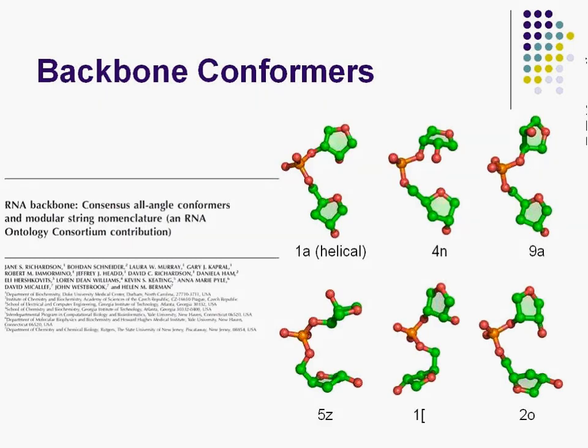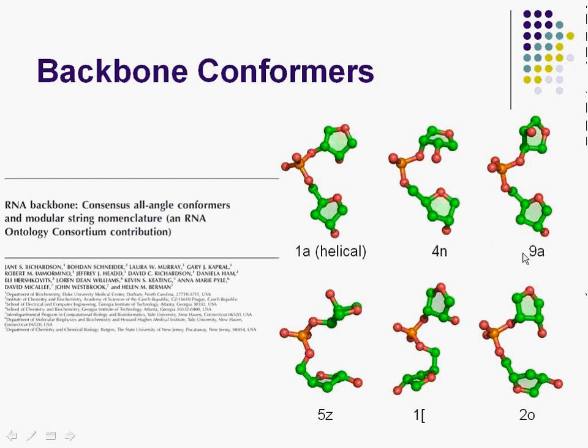The backbone conformers you can think of as the RNA equivalent of a protein side chain rotamer library. Here, instead of working with the side chains, you're looking at the backbone. The consensus conformer library enumerates about 50 different preferred configurations for the RNA backbone, showing 6 of them here. They're given 2-character names, typically a number and a letter. So 1A, for example, is the helical conformer. That means a standard A-form RNA helix looks like this, and it can be called the 1A conformer. There's other ones you can see, 4N and others.